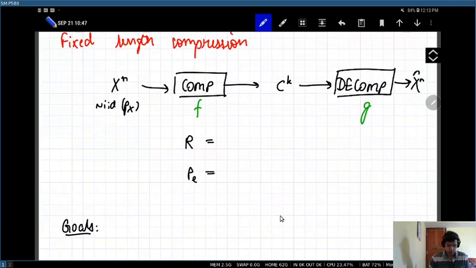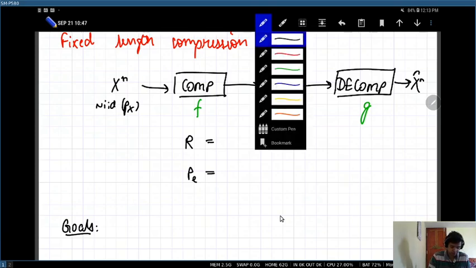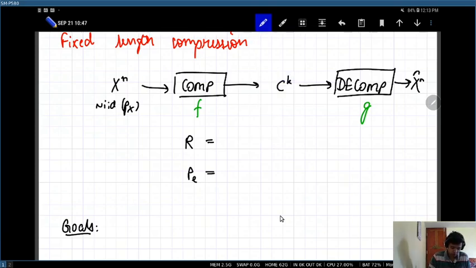Okay, let's revisit the fixed length compression problem. The problem is as follows. We are given a file which consists of n symbols. Let's call this file xn. Our goal is to compress this to a compressed file ck. So ck is going to be a binary file with k bits. So k is the size of the compressed file. And you have a separate algorithm which we call the decompressor, which takes the compressed file as input and outputs xn or some faithful representation of xn.